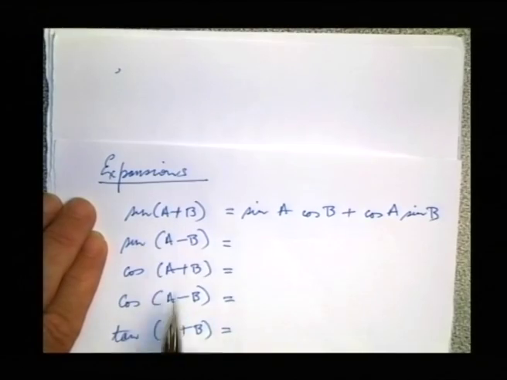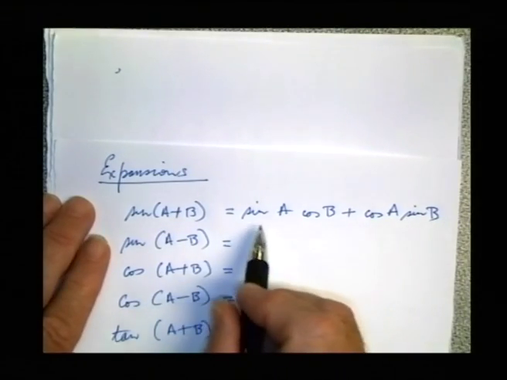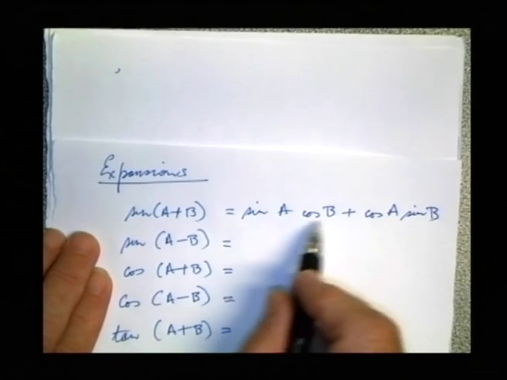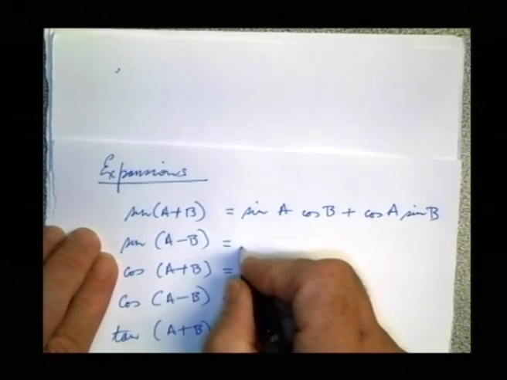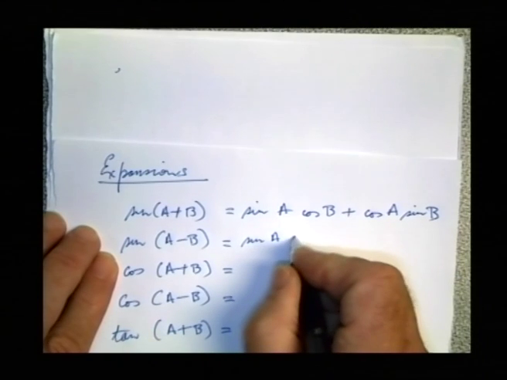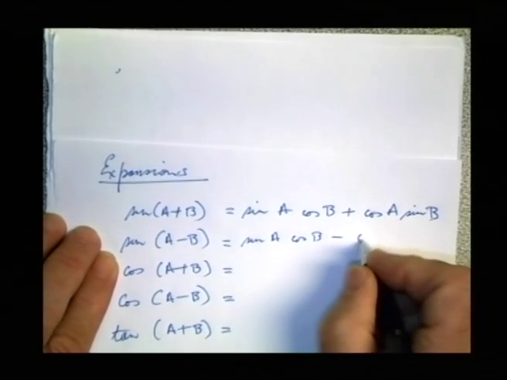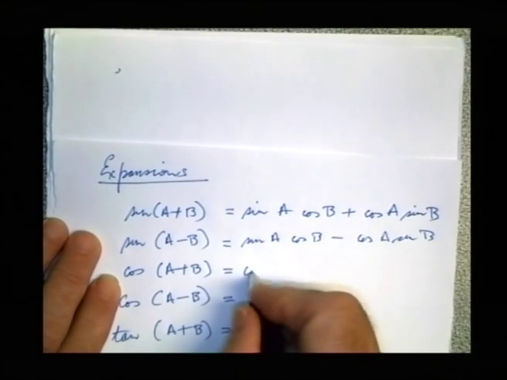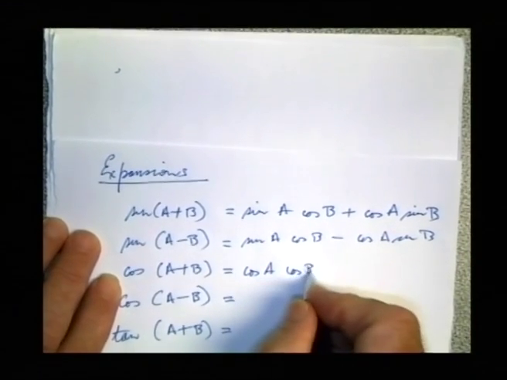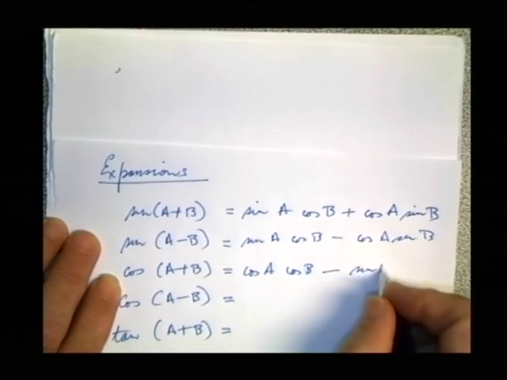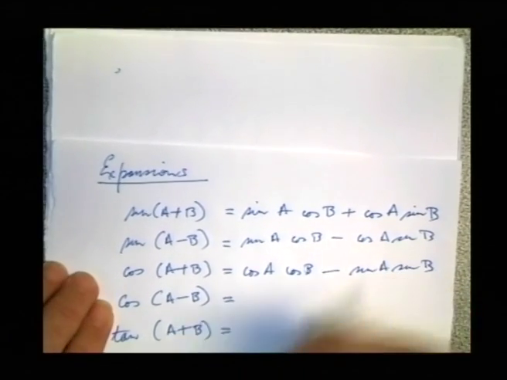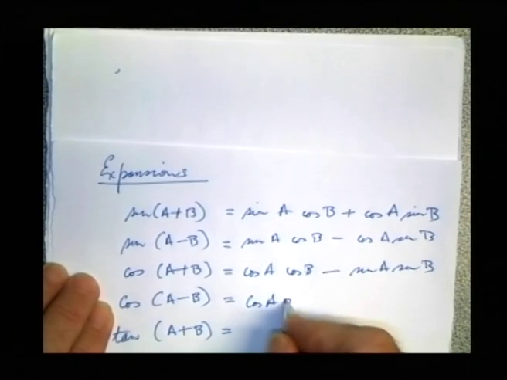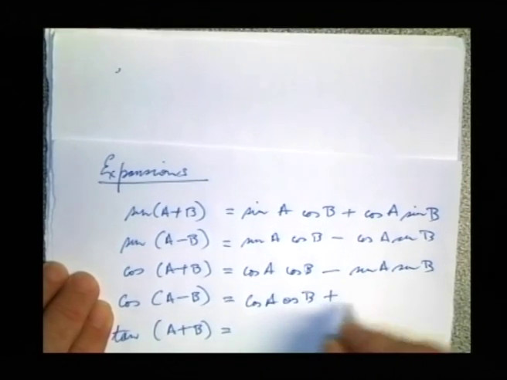This particular sum, the expansions of sine A plus B, all have to be known. There are 6 of them. The first one, sine A plus B, is sine A cos B plus cos A sine B. Sine A minus B is sine A cos B minus cos A sine B. Cos A plus B is cos A cos B minus sine A sine B. Cos A minus B is cos A cos B plus sine A sine B.